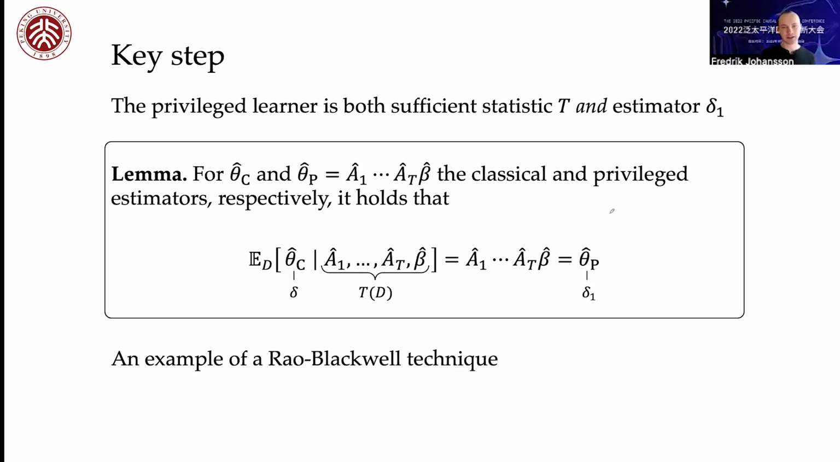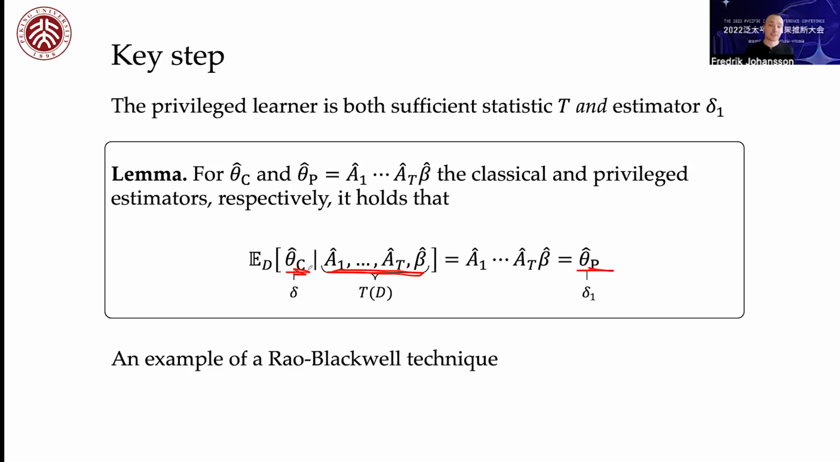And specifically what that amounts to in our case is to show that the expected value of the classical estimate given the privileged estimate, or given the parameters that the privileged learner outputs, will be equal to the privileged estimate. So the classical learner is essentially distributed around the privileged learner. When we establish that, then the theorem follows almost immediately. So this is just the main sort of work that we had to do.